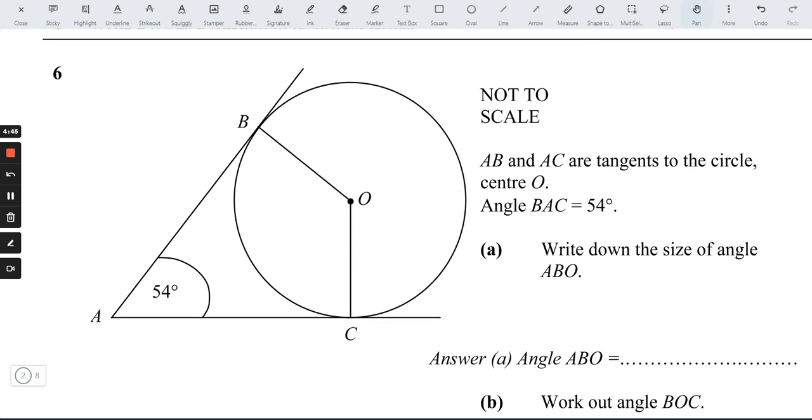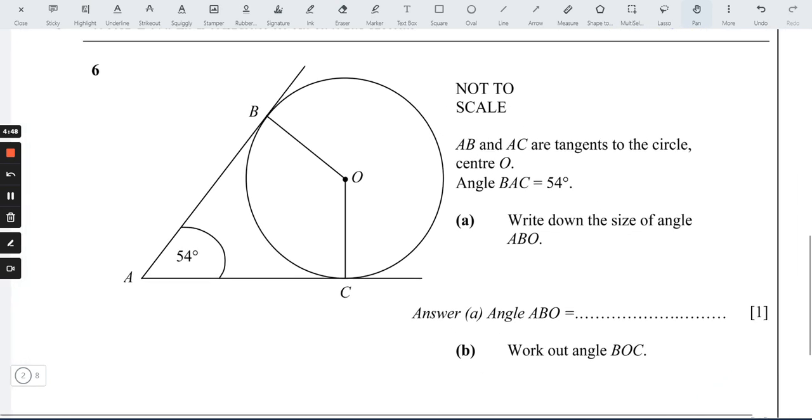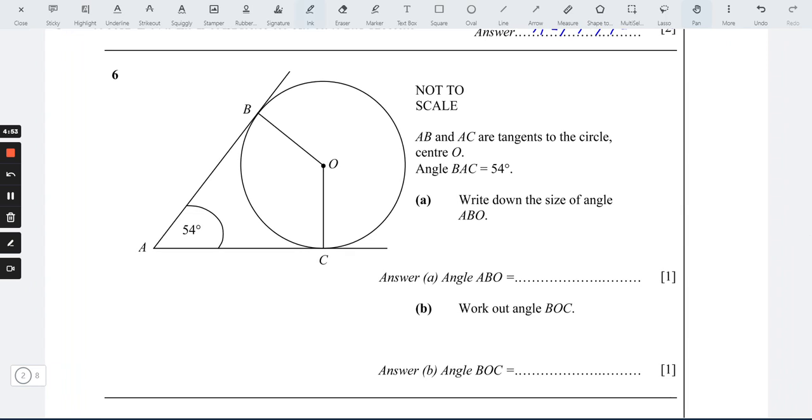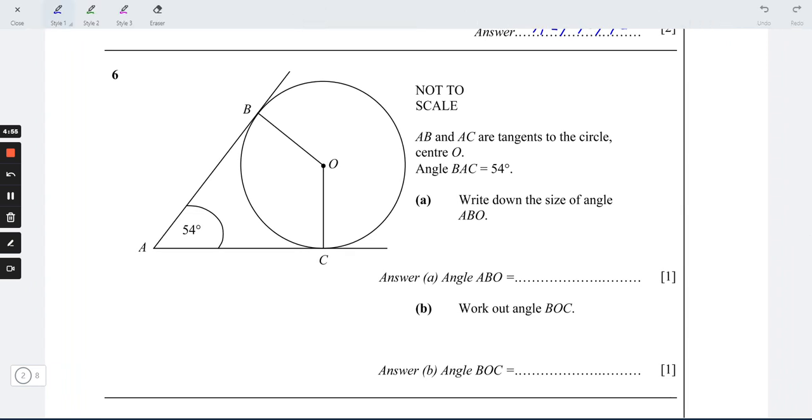Question 6, sorry. Question 6 here is a circle theorem. They are saying AB and AC are tangents to the circle center O. So this is the center here, and we have AB as a tangent and AC also a tangent. So here is a contact point. Write down the size of angle ABO. ABO, it's clear it's 90 degrees.